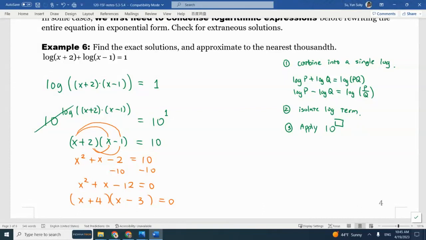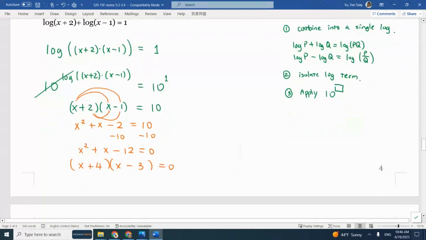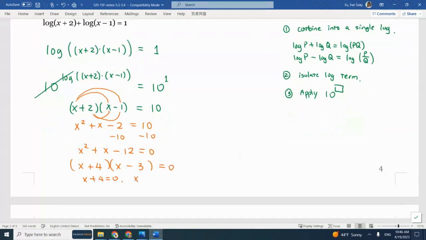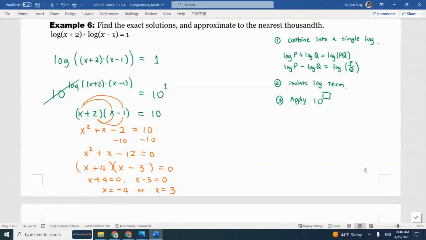You see, the product of two factors is 0, so we can set each factor to 0. At this step, because the right-hand side is not 0, we cannot set each factor equal to 0 or 10. We cannot do that. We have to make sure the right-hand side is 0. Then we can set each factor equal to 0. Okay, what is x? Negative 4 or what? Positive 3. Okay.